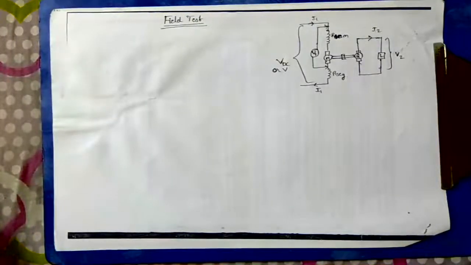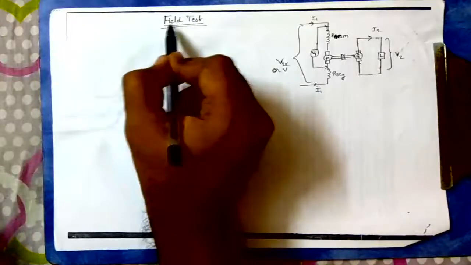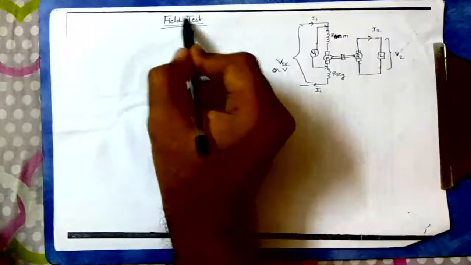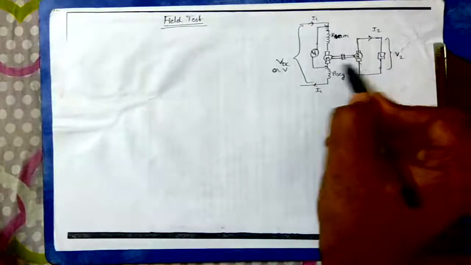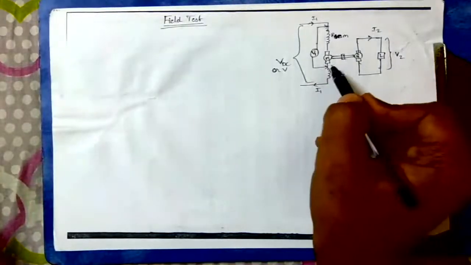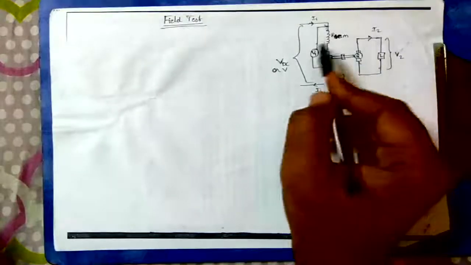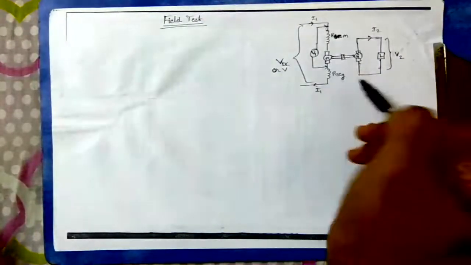Hello guys, now we shall see a problem based on the field test, and we know that the field test is conducted on a DC series motor wherein we have two similar machines of the same rating. They are mechanically coupled strongly. These are some conditions for the field test conducted on a DC series motor.